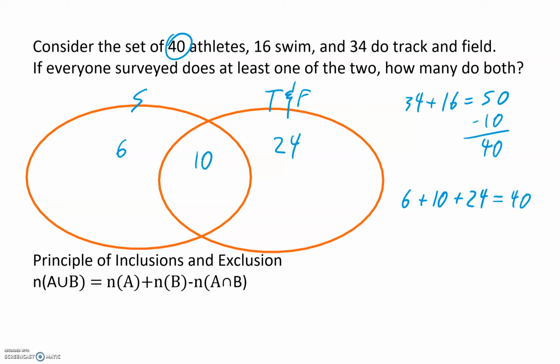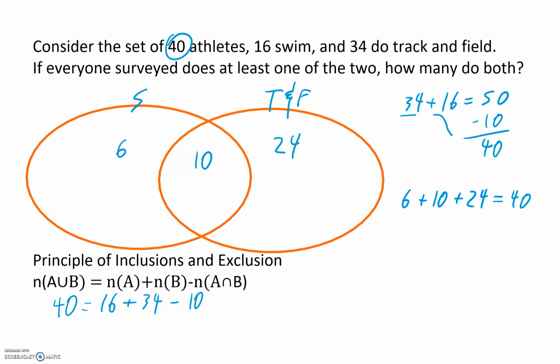All right. This is the logic way of going about solving this, but there is actually a general formula for this, where the union of both, that would be count up all the different people in both, so that would be 40, equals the sum of A, which is, let's say, 16, plus the sum of B, which is 34, minus the intersection of both, right? So the intersection of both is the 10.